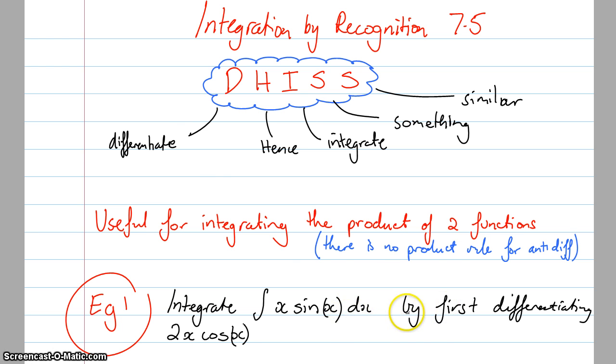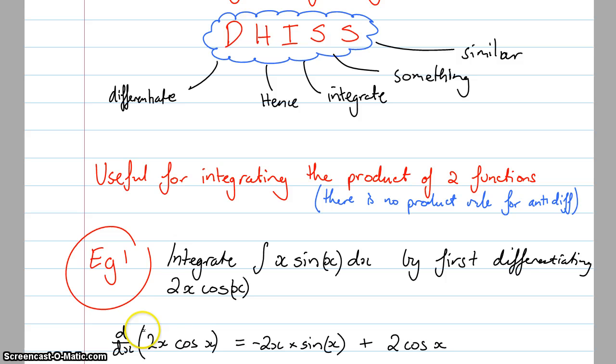It says the hint is by first differentiating 2x cos x, because that's what we have to do first. We have to differentiate first, okay? So I'm going to differentiate 2x cos x, and I use the product rule to do that. So I get the first times the diff of the second, that's negative 2x sine x, plus the second times the diff of the first, which is just 2 cos x.